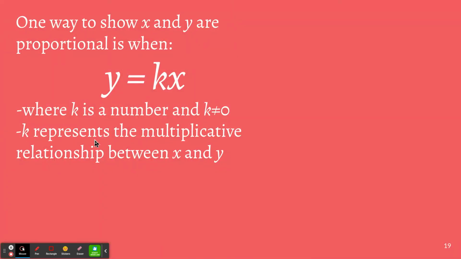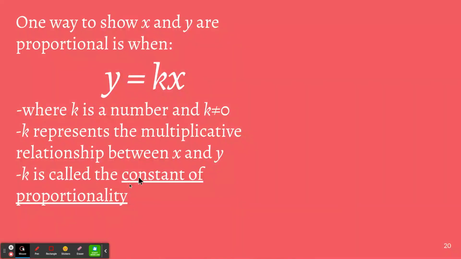K represents the multiplicative relationship between X and Y. Multiplicative relationship because we're multiplying K times something, whatever X happens to be, and that will give us Y. So it does represent the relationship between X and Y, and also it is a ratio, which we'll find out later, of Y to X as well.